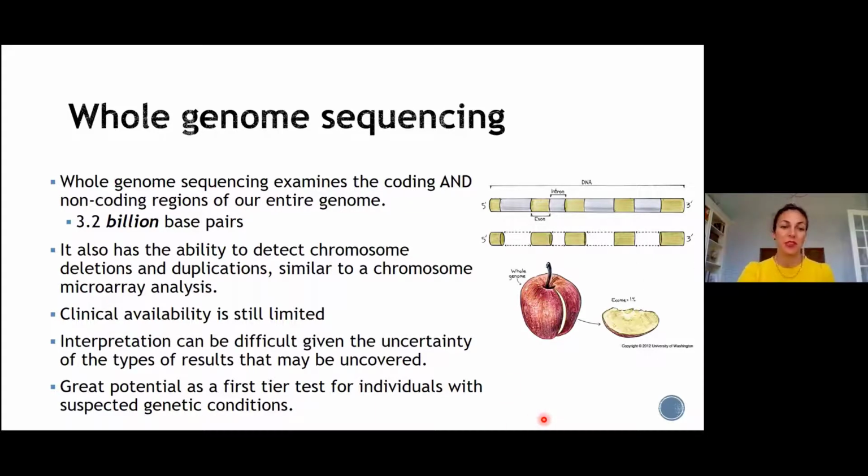This does have great potential, though, as a first-tier test for individuals with suspected conditions, since, again, it will pick up not only these spelling changes, but also chromosome changes as well. And so it's kind of like combining the exome and a microarray at the same time.